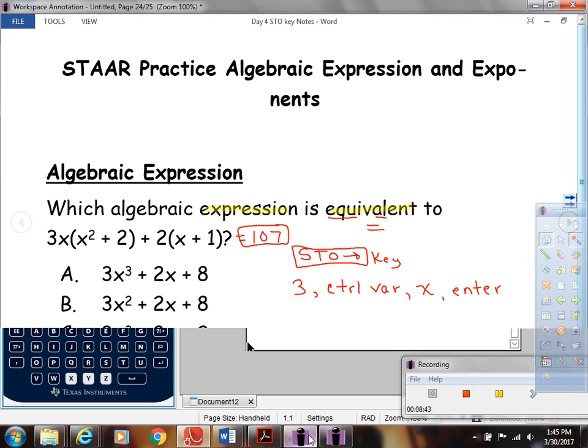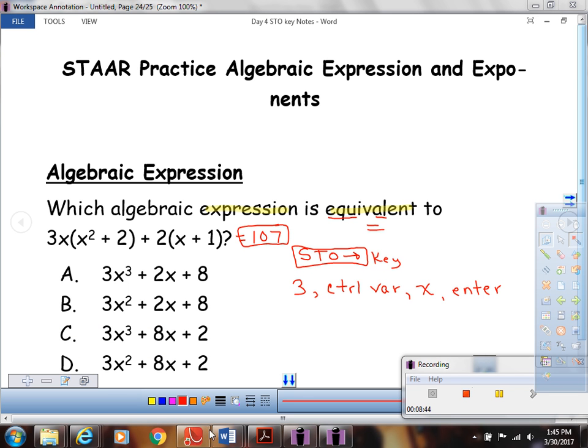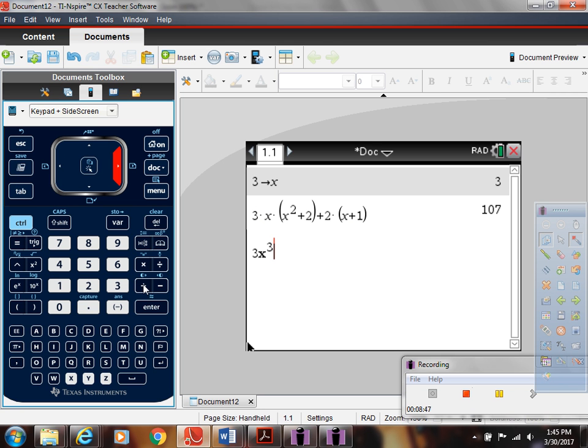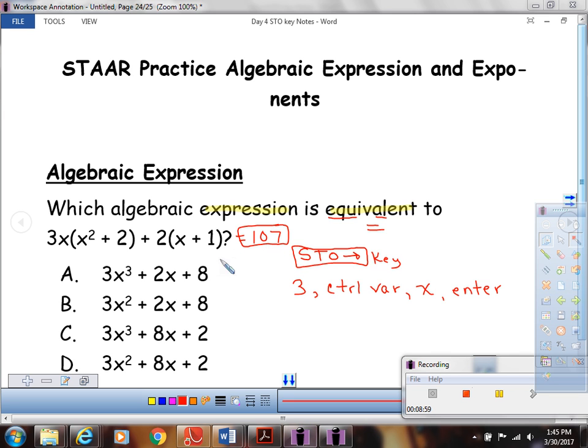So what's next? Plus 2x plus 8. So plus 2x plus 8. So it's going to plug in those 3's that we told it to plug in, and what does it give us? 95. Does that match 107? No. So you can put here equals 95, but you can eliminate A, like mark it out. It is not going to be A. No way. So now let's try B.